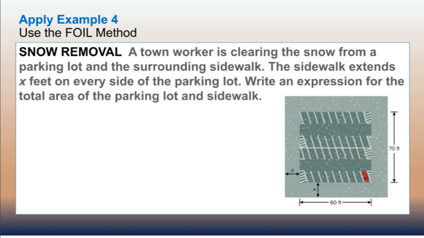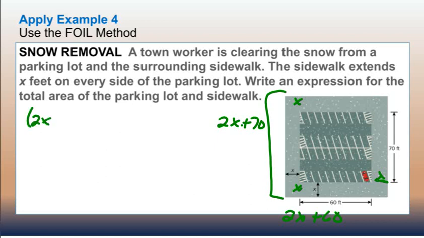Okay, so if the parking lot is 60, and I have x here and I have x here, that means on this side is 2x plus 60, and on this side I have an x here and an x here. This part is going to be 2x plus the 70. So if I find the area of all that, I'm going to take 2x plus 70 times 2x plus 60.